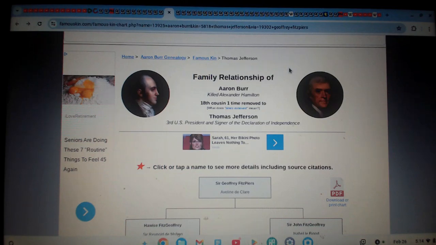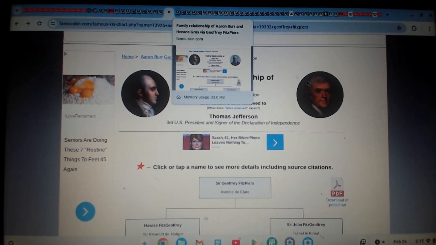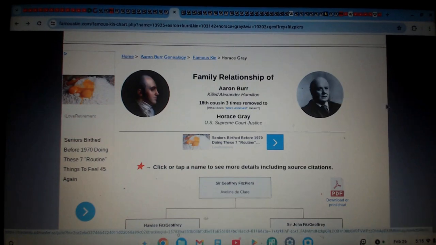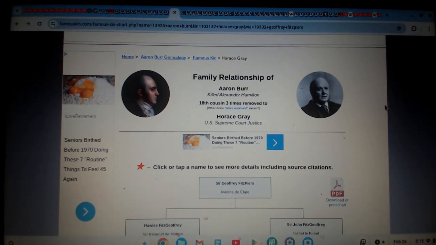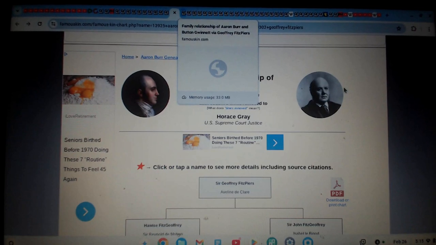How about this guy, Thomas Jefferson, 3rd U.S. president and the signer of the Declaration of Independence? Oh, wow, what a quinky-dink. He shares Robert I and Charlemagne as a grandparent, and also Sir Geoffrey Fitzpiers. But it's not a monarchy. No. How about Horace? Let's spread it around. What about Horace Gray, U.S. Supreme Court Justice? Oh, they share the same Robert I and Charlemagne, but they also share Sir Geoffrey Fitzpiers. Wow, but it's not about bloodlines. It's just all a coincidence.